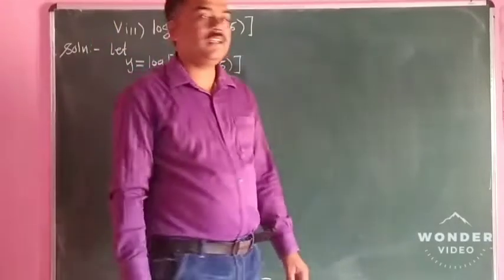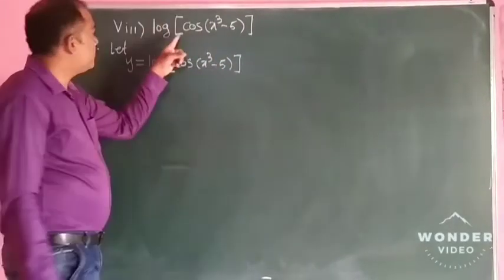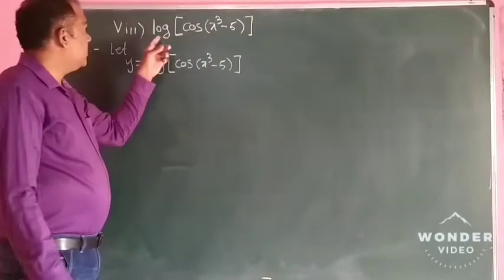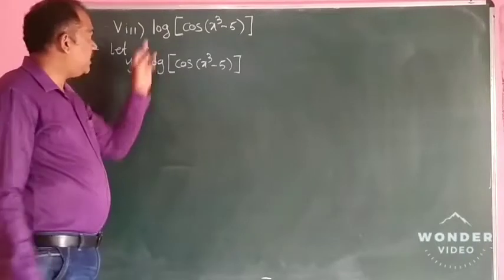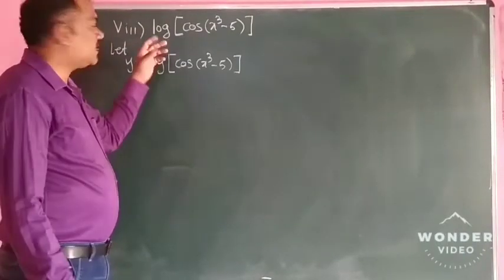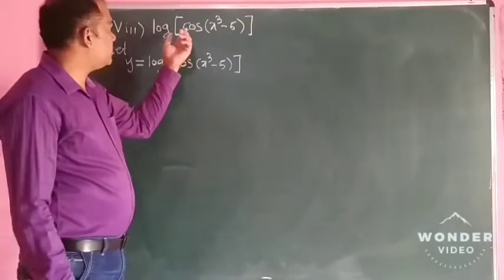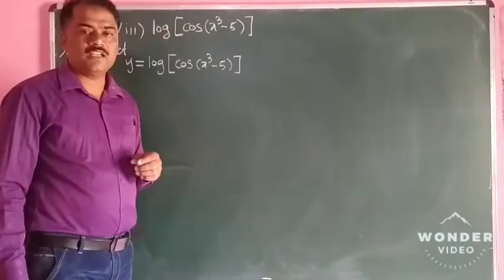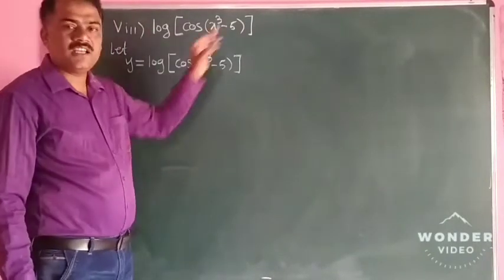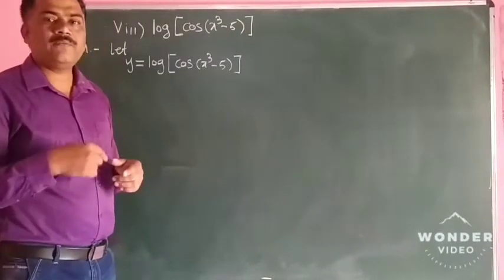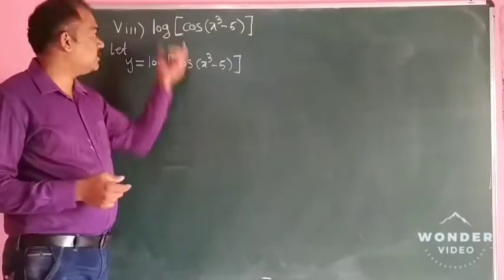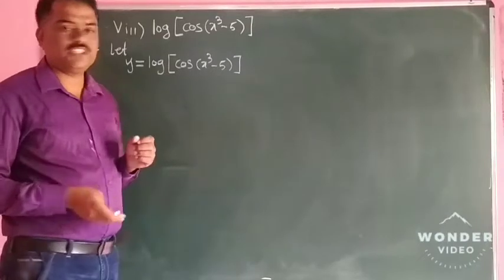Example number 8 is log of cos of x cube minus 5. See here how to read this example: log of cos of x cube minus 5. Log x is the standard function. Instead of x, what is that? Cos of x cube minus 5. Cos x is the standard function. Instead of x, x cube minus 5 is a function of another function. That is called a composite function. Now we have to take the derivative of this composite function.